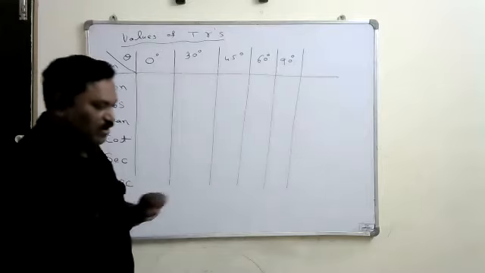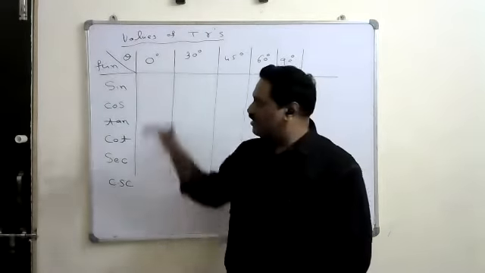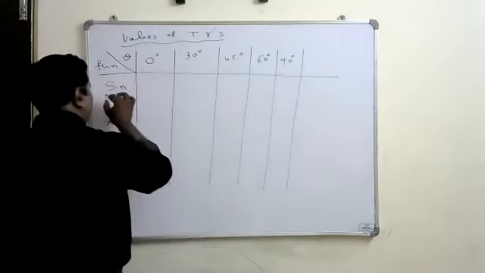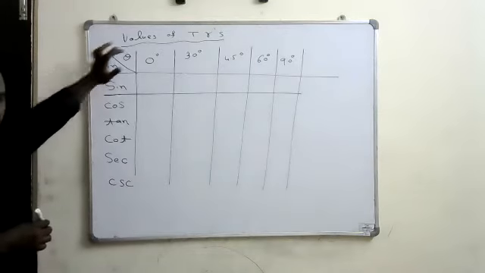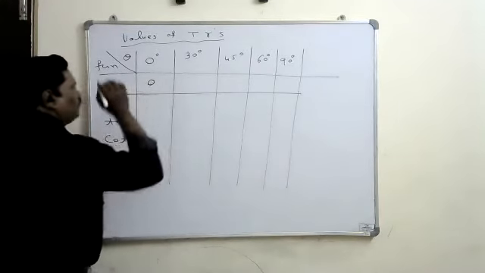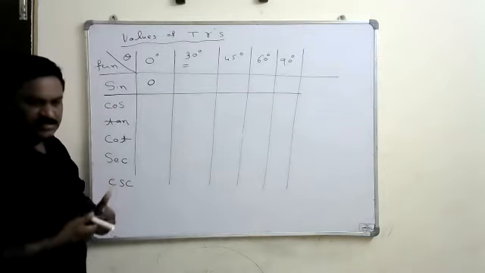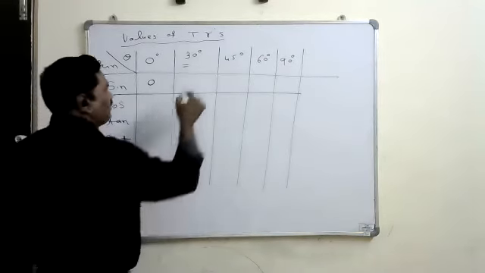So particularly in this tabular column, if you remember the first values, then you can easily calculate all the remaining values. Already from your school level, you are aware of these values. What is the value of sine 0 degree? 0. Then 30 degree, which is pi by 6. Sine 30 degrees is 1 by 2.